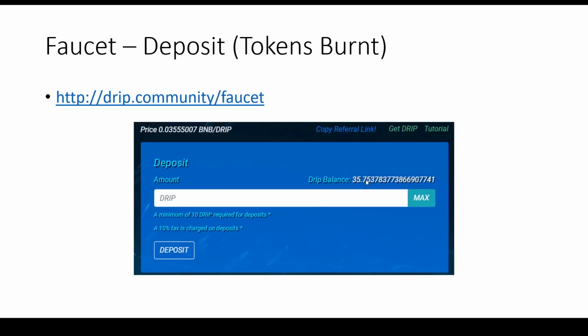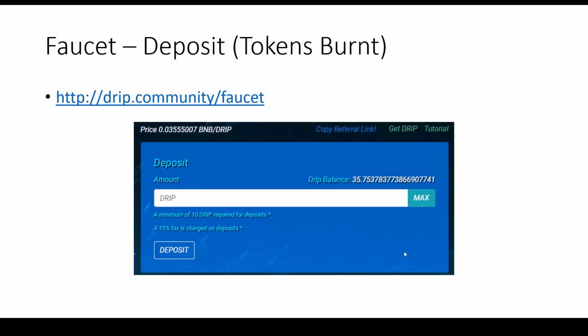But one part of a strategy that you might use with Drip is you might keep a bag of Drip tokens on the side. Ones that you don't deposit, because then you don't have to pay taxes to deposit, you don't have to pay taxes to claim, you only need to pay taxes, 10%, to sell. So you might want to keep a bag of Drip on the side, up to you. But anyway, you put in the number of Drip tokens that you want to deposit into the Faucet smart contract and click deposit. Easy peasy.